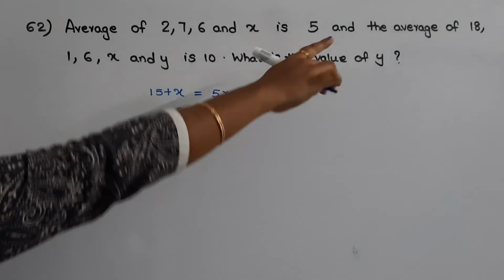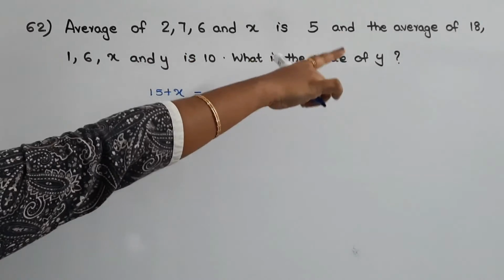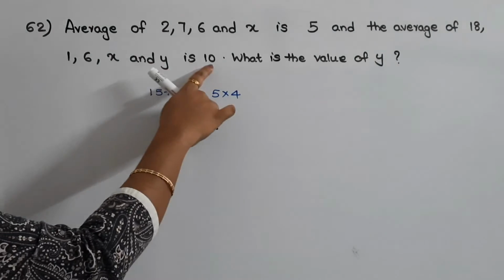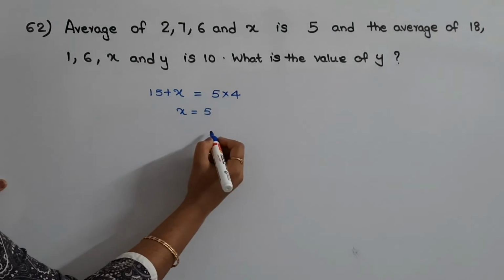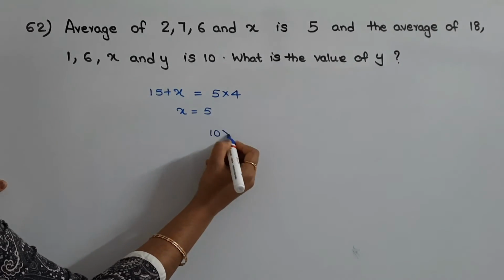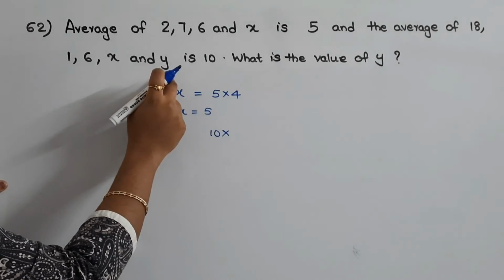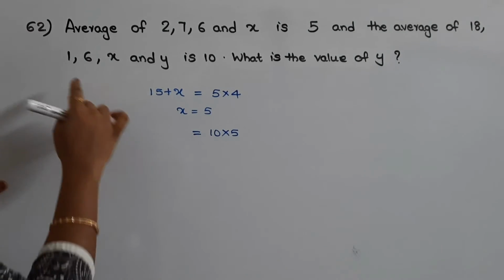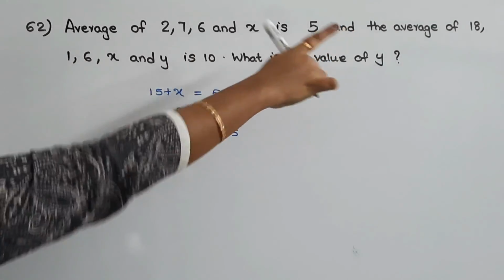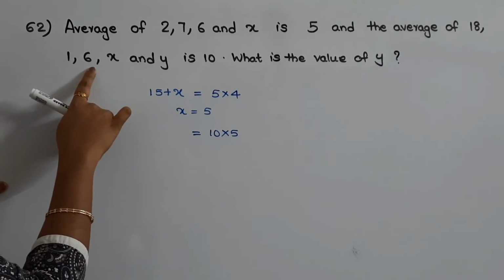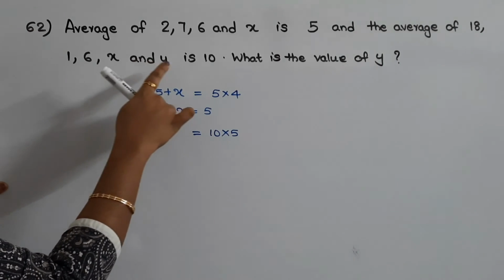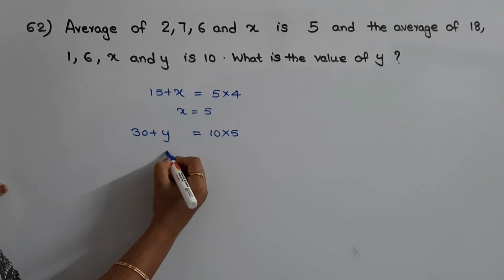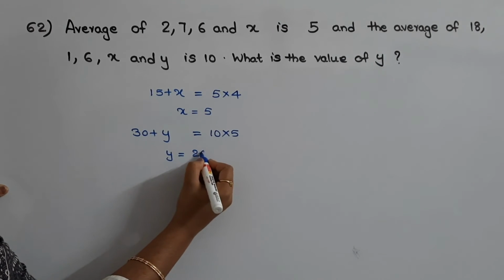In the second case, they have given the average of 18, 1, 6, X and Y as 10. If the average is 10, what will be the sum? Sum will be equal to 10 into number of observations. Here there are 5 observations, so the sum will be equal to 10 into 5. The sum of these numbers is 18 plus 1 plus 6 plus X value 5 plus Y, that will be equal to 30 plus Y. On solving this, we will get the answer of Y as 20.